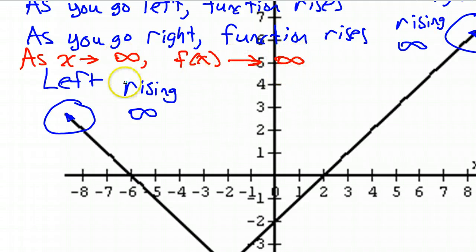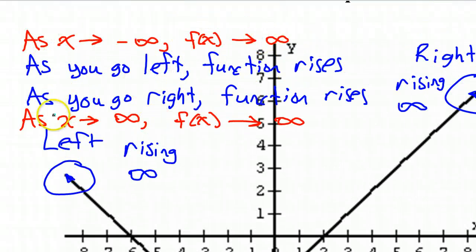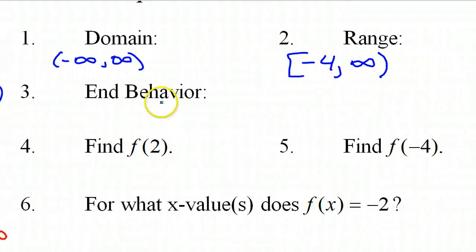So the red is what we will actually write for our end behavior. And if we had a graph that fell, we would just put negative infinity. So let's go ahead and put it where it goes.